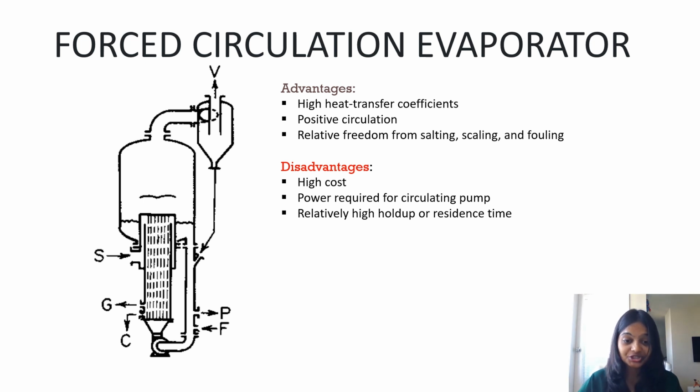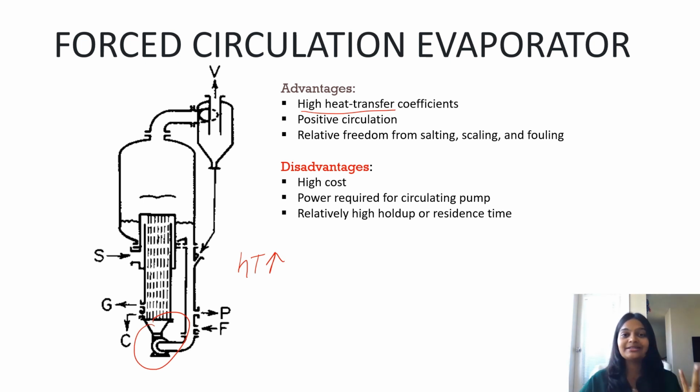Now talking about another type of evaporator called the forced circulation evaporator. The forced circulation evaporator, as we know, involves the use of a pump. As we have low heat transfer, we increase the fluid velocity, and this increased fluid velocity increases the heat transfer. So basically, the advantage here is that you get a high heat transfer coefficient by providing an external pump. It gives positive circulation and relative freedom from salting, scaling, and fouling. But the disadvantage is that it is high cost. We require power for circulation, and it has a relatively high holdup and residence time.